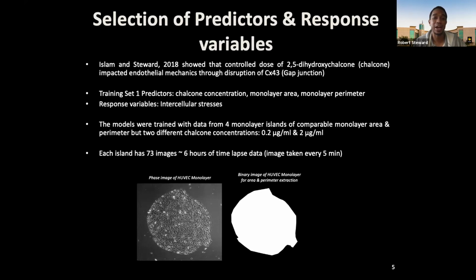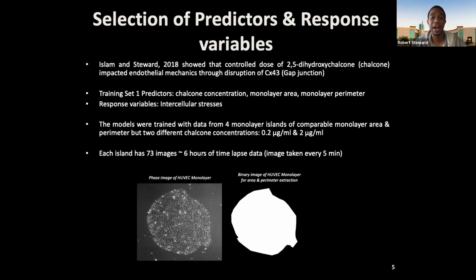And then we ran experiments, and we actually will know what the intercellular stresses and attractions will be as a function of various drug concentrations here. Now, one subtle, or maybe not so subtle, detail that I'll point out. We tested two different drug concentrations here: 0.2 micrograms per milliliter and 2 micrograms per milliliter, of that drug Calcone. These were the actual experimental data sets that we fed into our model.